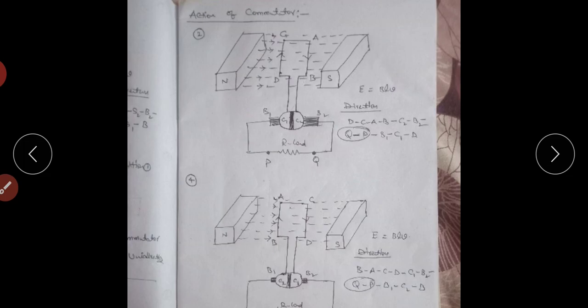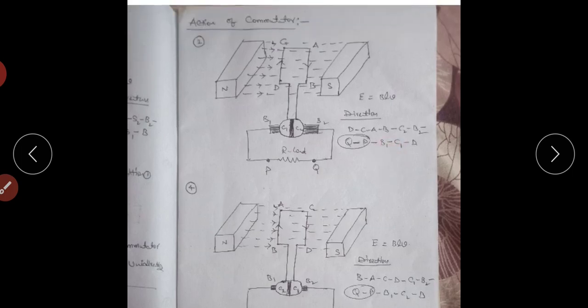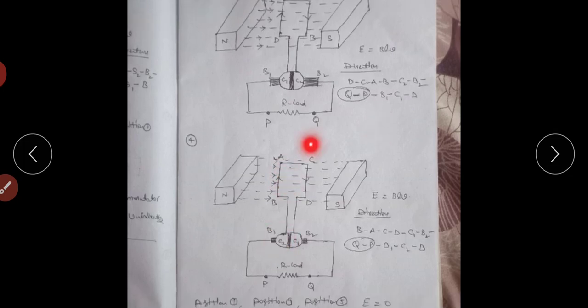Now see the main difference between the second position and the fourth position. In the second position, commutator segment C1 is connected to B1 and C2 is connected to B2. Here also AB is connected to C2 and CD is connected to C1. The main difference is that in position 2, C1 is connected to B1 and C2 to B2, but in position 4, C2 is connected to B1 and C1 is connected to B2.